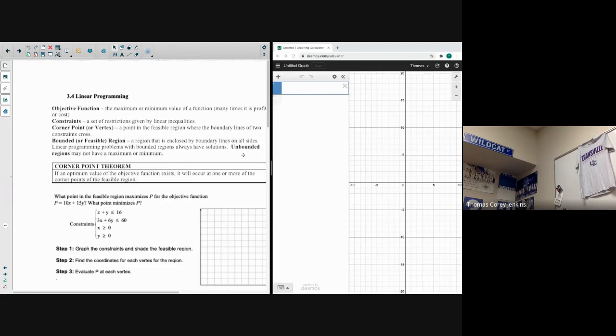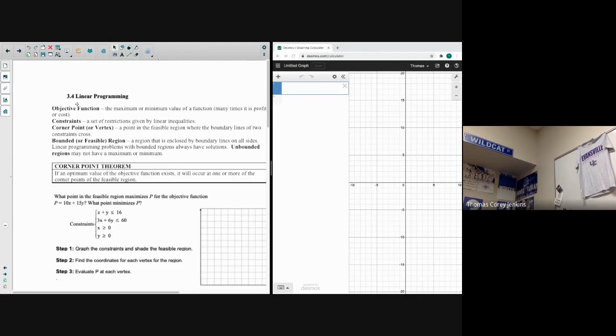Hopefully it's going well. This is Mr. Jenkins, and this is your fourth lesson of Chapter 3. It's called Linear Programming. So that's probably a new term that we don't do any of that in Algebra 1. So we do some of the supporting skills, though.